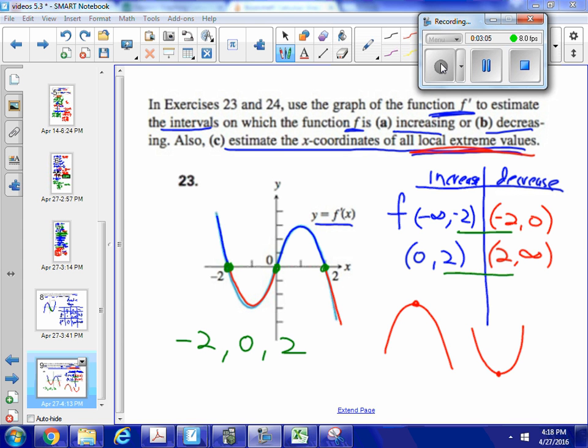Here my slope changed from positive to negative. Here my slope changed from negative to positive. Here my slope changed from positive to negative. So I can tell you that this one here is going to be a max. This one here, from negative to positive, is a min. And from positive to negative, another max.